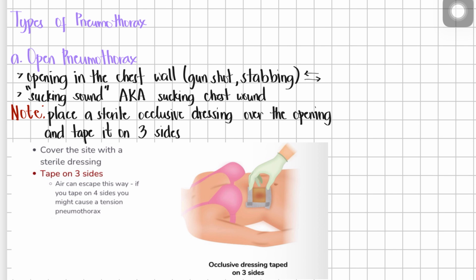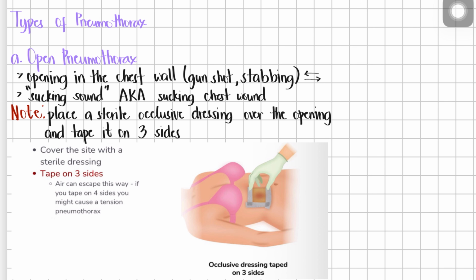Now, kapag meron kang patient na mayroong open pneumothorax, ito ang pinakamahalaga mong gagawin as a nurse. You need to place a sterile occlusive dressing over the opening and tape it on three sides like this one, guys. Cover the site with a sterile dressing and tape it on three sides. Sa pamamagitan nito, the air can escape. If you tape on four sides, you might cause tension pneumothorax.